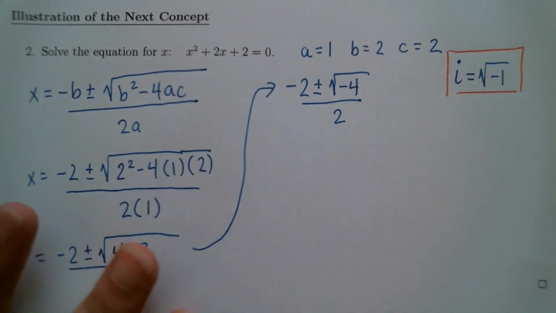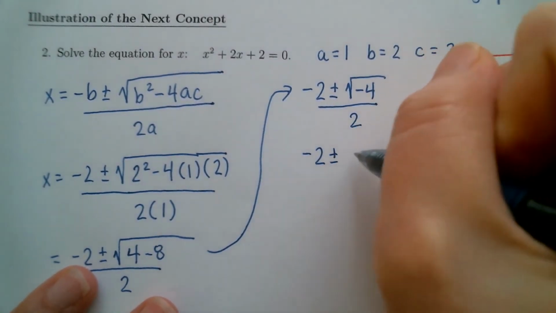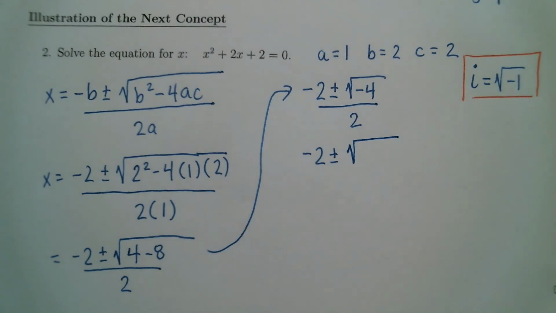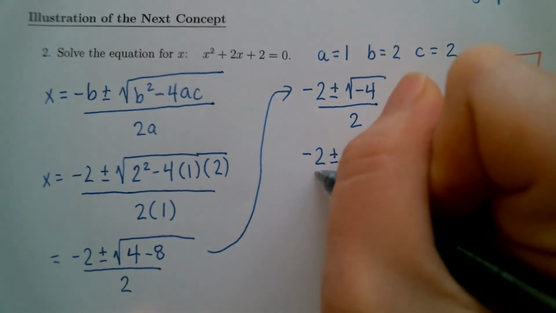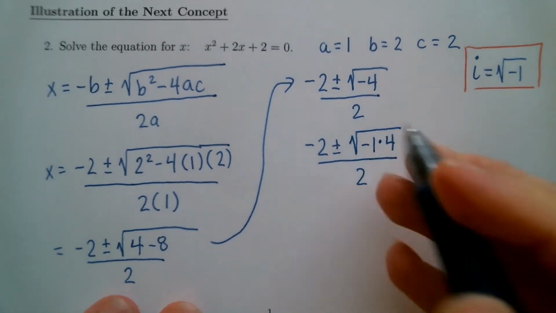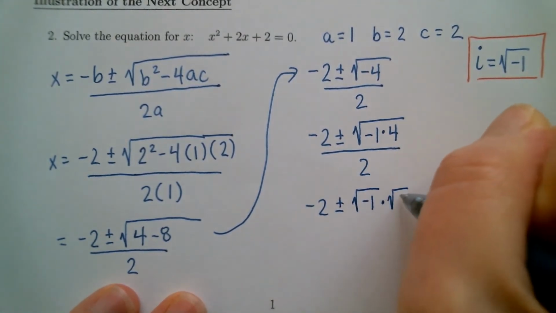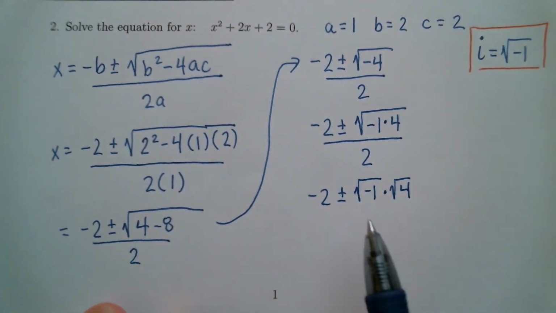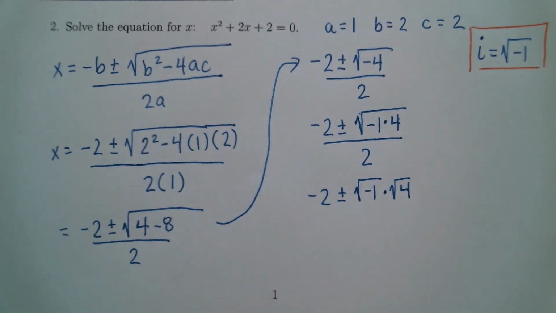All right, so what I'm going to do here is rewrite this as negative 2 plus or minus the square root. Under the square root, I have negative 4. Negative 4 is the same thing as negative 1 times 4. I just wrote it a little differently. Then there's a rule of square roots that you may not be familiar with, but you can break this up. This is negative 2 plus or minus the square root of negative 1 times the square root of 4. They can't both be negative because negative 1 times 4 gives you negative 4. Negative 1 times negative 4 would give you positive 4.